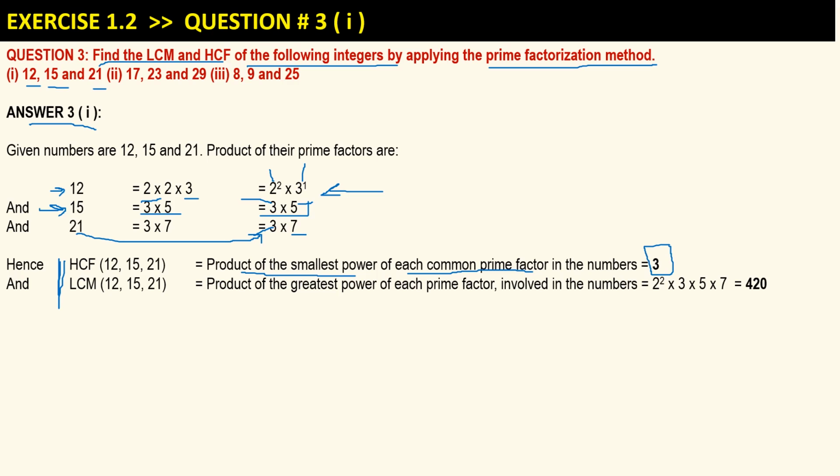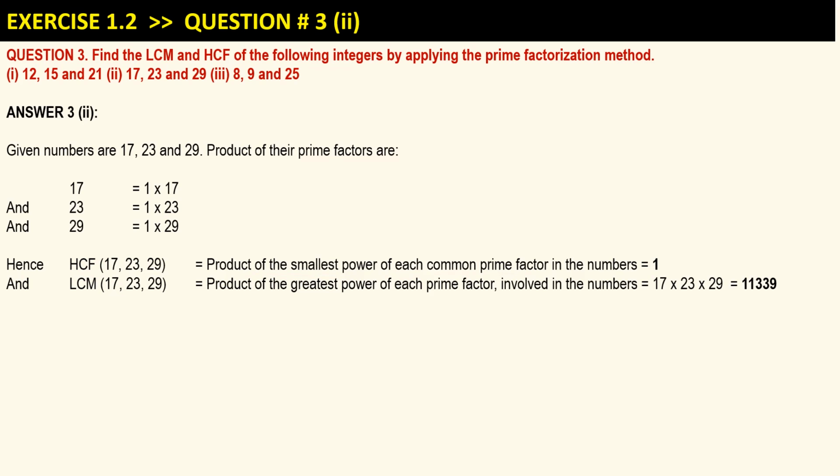Okay, so let's get to the LCM, which will be the product of the greatest power of each prime factor involved in the number. So in our case, this will be 2 raised to power 2 multiplied by 3 multiplied by 5 and multiplied by 7, which will give us 420. Therefore, we have the LCM equal to 420 and the HCF of the three numbers is equal to 3.